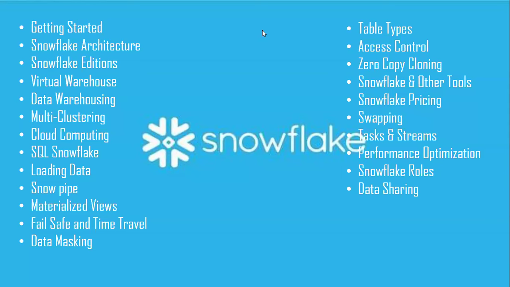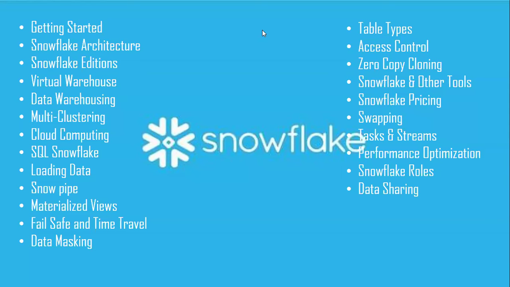Snowflake is a separate cloud data warehouse. AWS is a separate cloud data warehouse. But internally, how the data is stored depends on the other cloud providers. That's why you work with the combination.